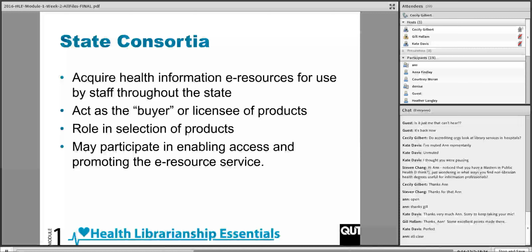The consortium's role in selection of products is generally to assemble a package of materials which is agreeable and can be agreed to by a broad span of health libraries. And finally, the consortium might participate in also enabling access to the products and promoting that service to the people throughout the state.